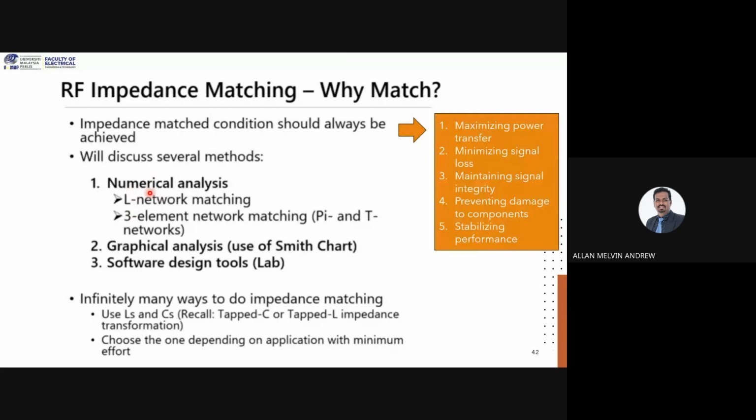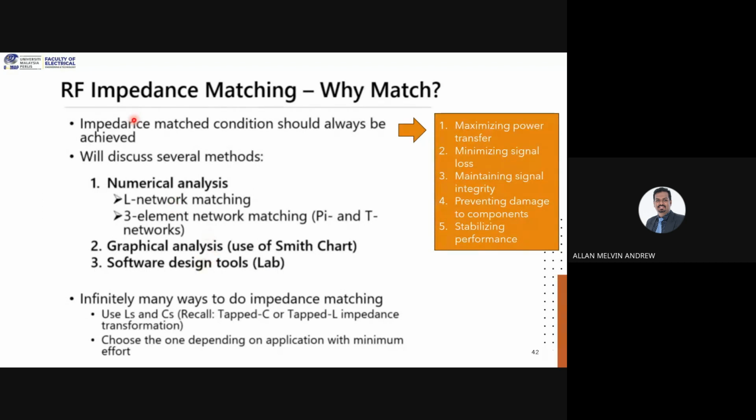We can have a numerical analysis, such as L network matching, three-element network matching, so pi and also T networks. We will see these in part 3 and part 4. Then we have a graphical analysis, using a Smith chart. We can have software design tools in the lab. Usually for antenna design they use CST software, which can be used to estimate the resonant frequency and check how the circuit functions.